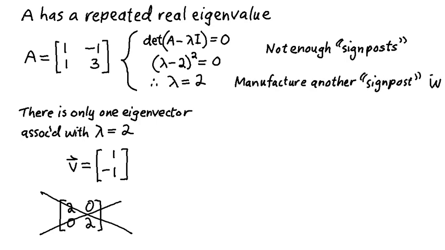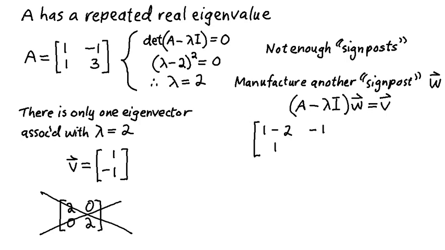Let's call it W. The manufactured signpost cannot be an eigenvector of A, or else we end up right back where we started. To avoid this, then, we'll require that W satisfy this equation, an equation which no member of the family of eigenvectors of A could possibly satisfy. For the given matrix A, we find that this equation for W can be written out as follows.